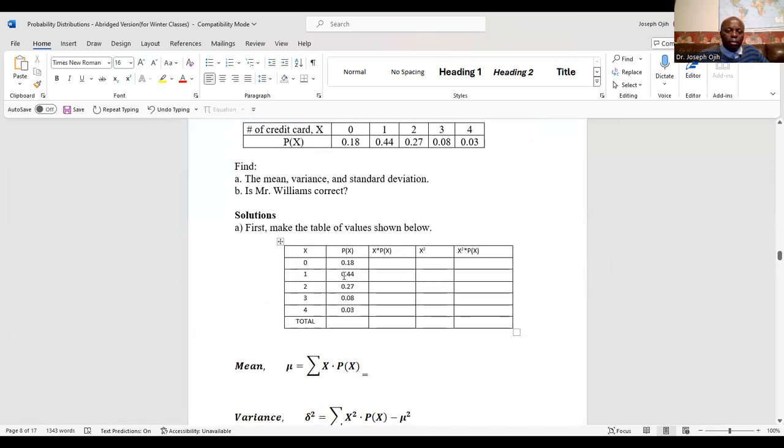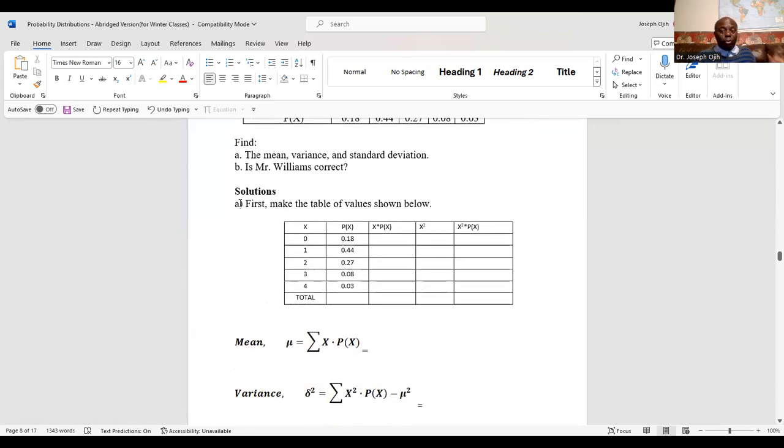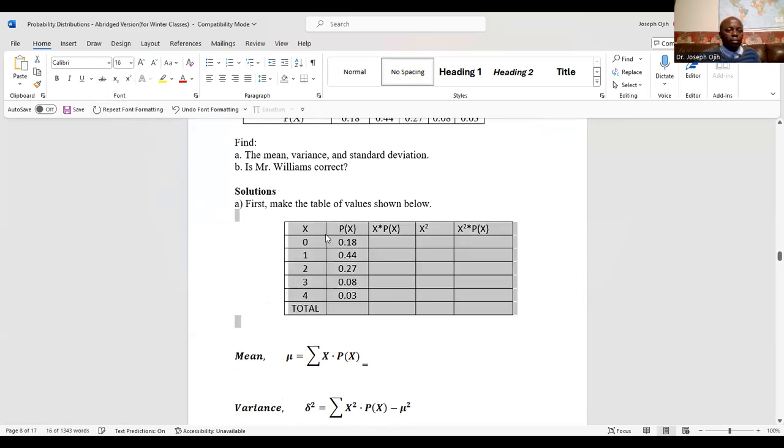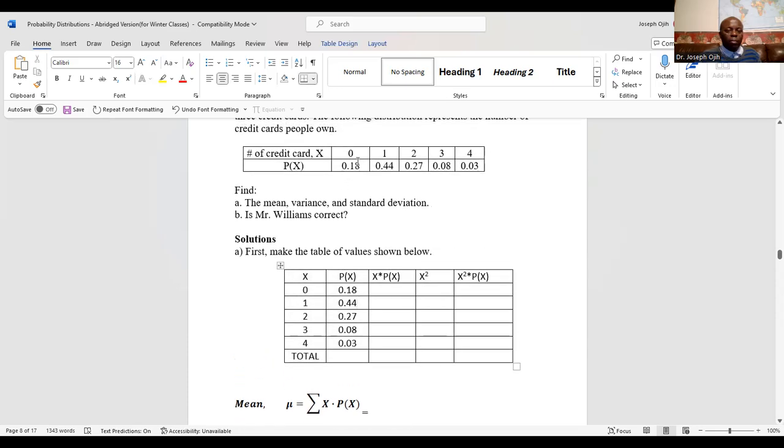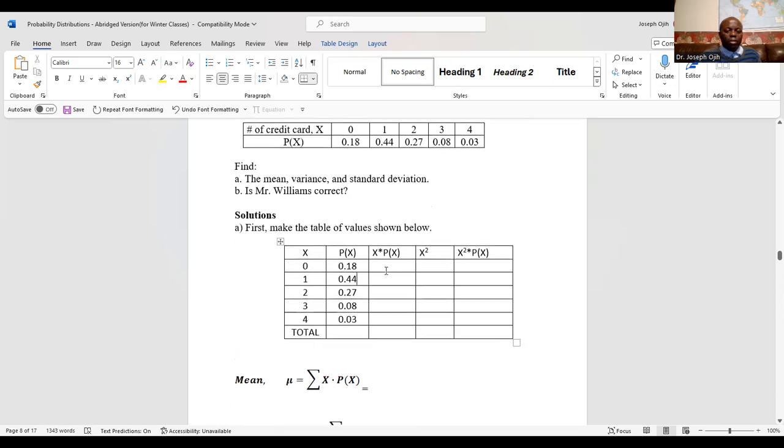We'll see. To do that, we make a table. As a matter of fact, there are 2 ways of doing it, but like I said, stick to the one we're using in class so that you don't have any problem. I'm going to use a shortcut method by making a table like this. Put all the numbers, see the x and px right here. So x times px means this times that. So 0 times 0.18 is 0.18.